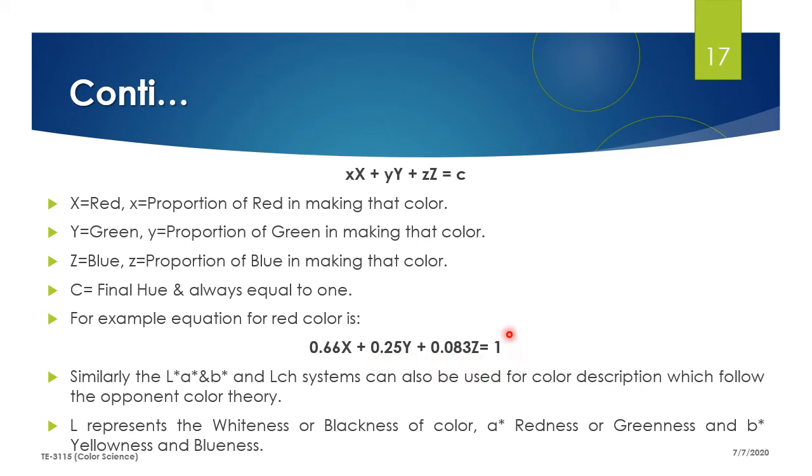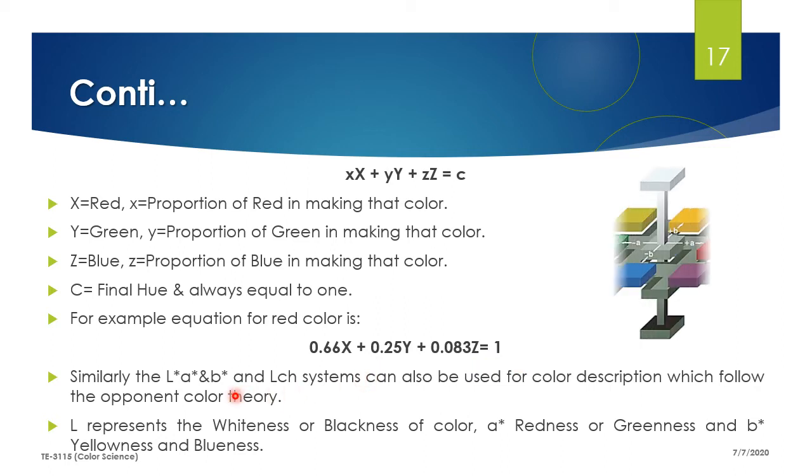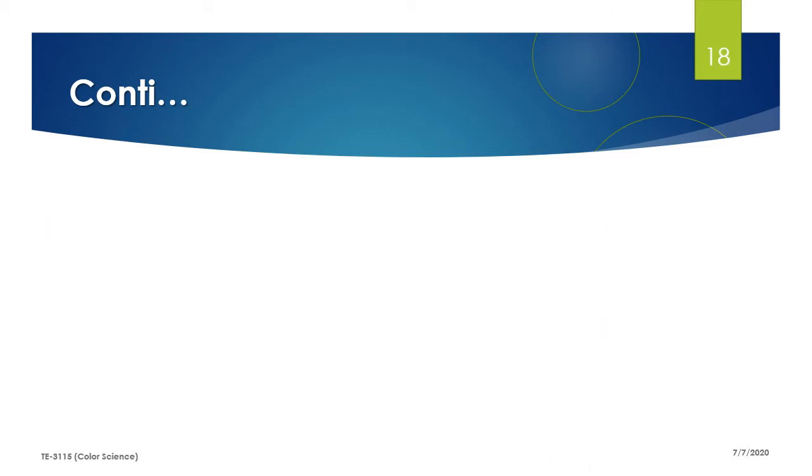hue remains 1. Similarly, the L, A, and B values can also be shown in the equation, which follow the opponent color theory, where L represents the brightness of the color, and A and B represent the redness, greenness, yellowness, and blueness of the color.